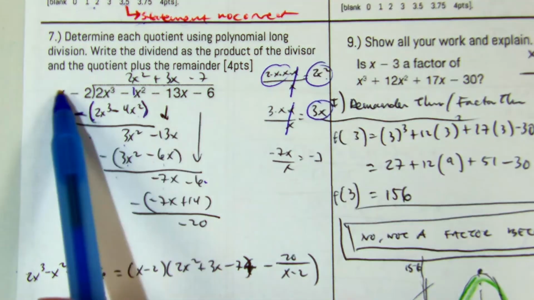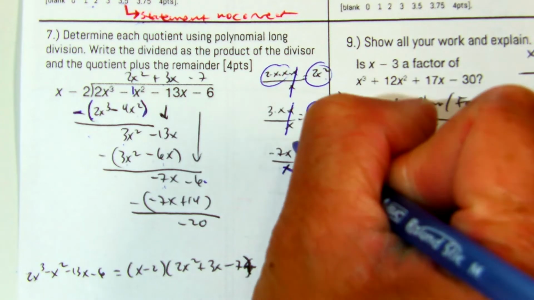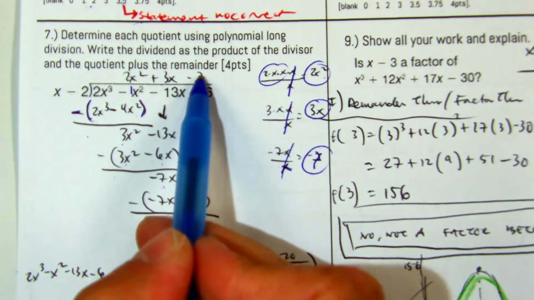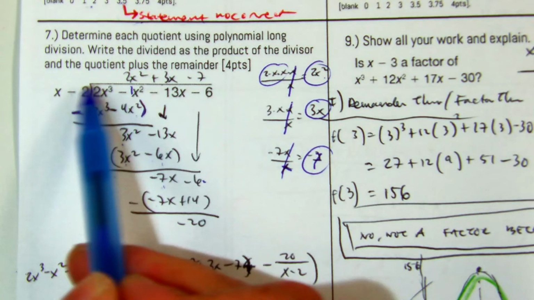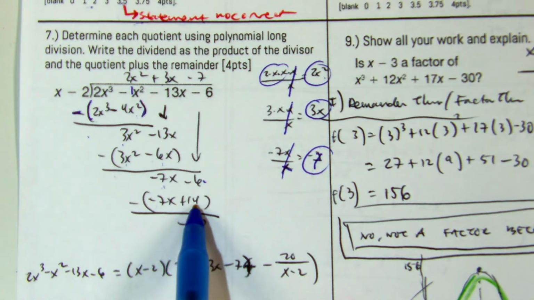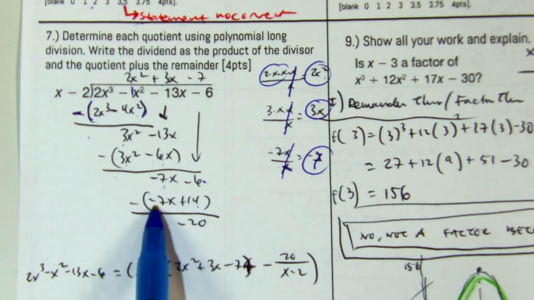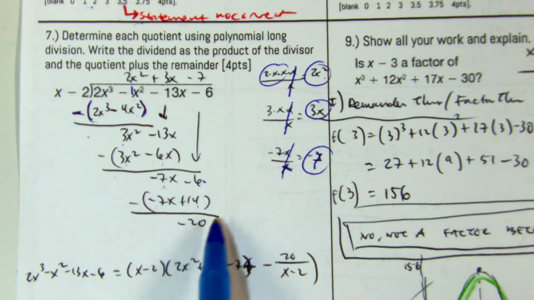X goes into negative 7x. My x's cancel, and then you're just left with a negative 7. Negative 7 times x gives me negative 7x. Negative 7 times negative 2 gives me positive 14. Then I'm going to subtract. Negative 7 minus negative 7 is 0. Negative 6 minus 14 is negative 20. The common mistake there is either 8 or negative 8.